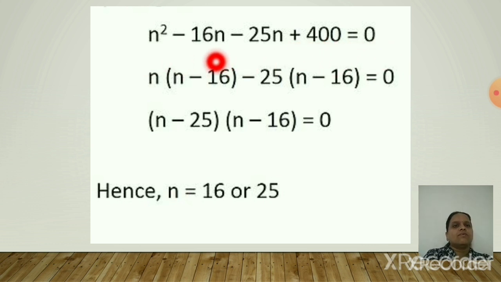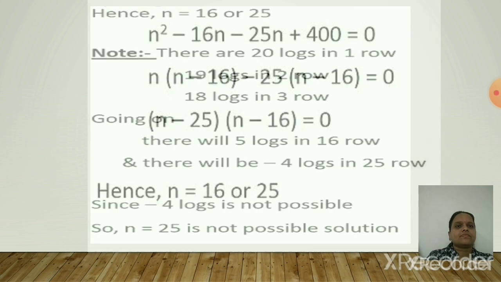In the first two terms take n as common, leaving n minus 16. In the next two terms take minus 25 as common, so minus 25 into n minus 16 is equal to 0. So n minus 25 into n minus 16 equals 0. Hence what can we write? n equals 16 or n equals 25. We are getting two values. Whether both the values are correct or not, let us see.